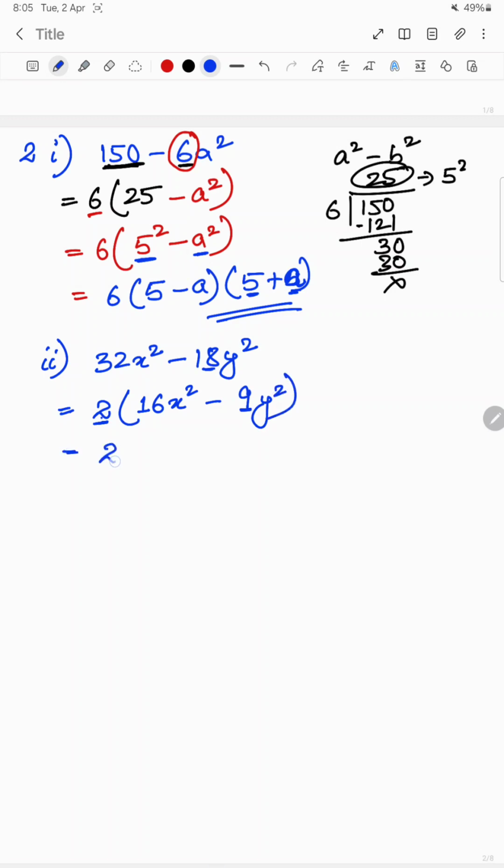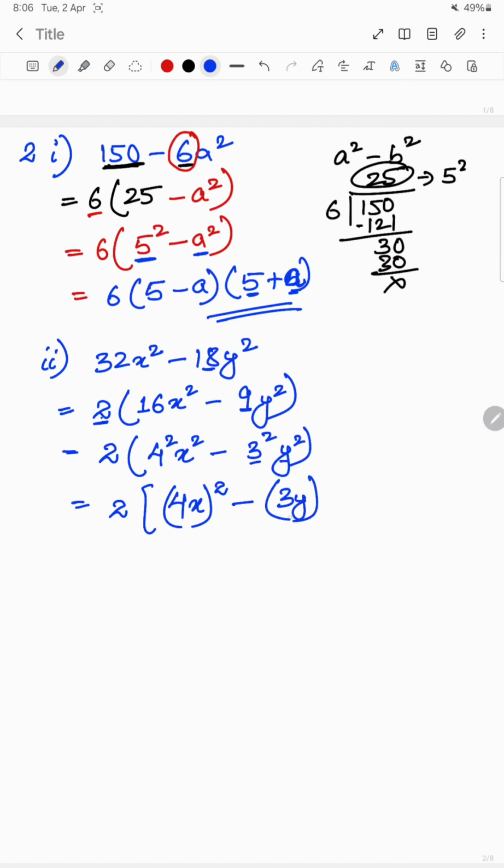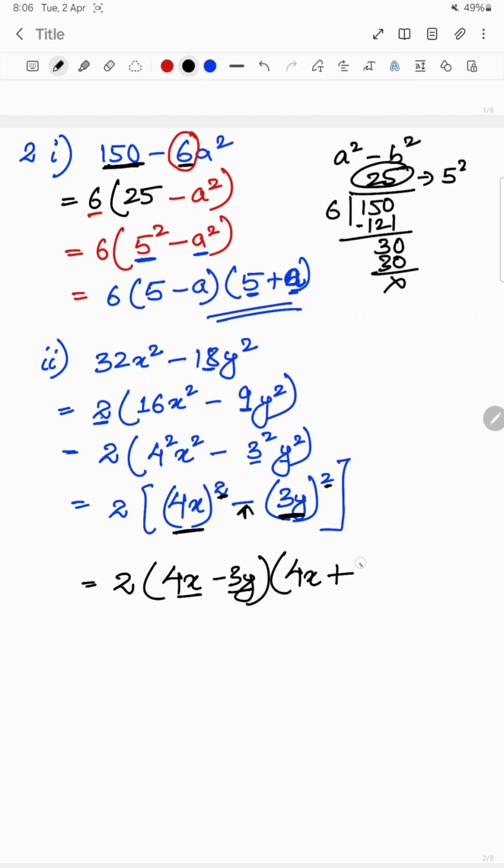In the next step, I will write the 2, which I have taken as common. 16 I can write as 4 square x square, minus 9 can be written as 3 square, and y square is there in the question. So now the square can be taken as common for 4 and x, so (4x) whole square minus here 3 and y can be taken as one entire (3y) whole square. So now I have the expression in the form of a square minus b square, where 3y is b. So this now gives me 2 into (4x minus 3y), that is a minus b, into (4x plus 3y), that is a plus b.